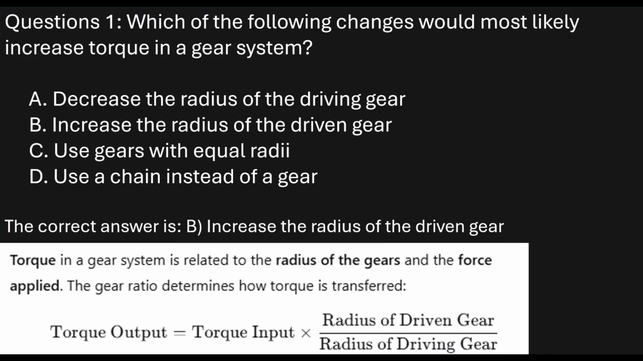see the first question. Which of the following changes would most likely increase torque in a gear system? Option A, decrease the radius of the driving gear. Option B, increase the radius of the driving gear. Option C, use gears with equal radius. And option D, use a chain instead of a gear.